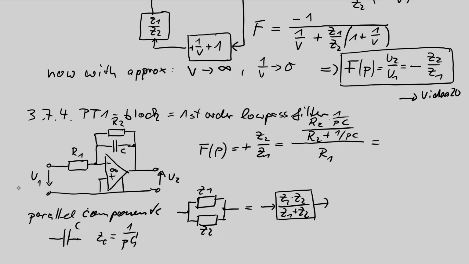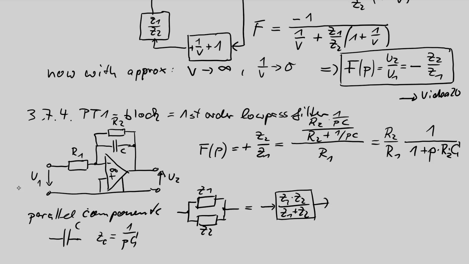With simplification we get R2 divided by R1, which I want to write in the front. Then I multiply the numerator with pC. Then the final numerator is just 1. And in the denominator I multiply with pC, so this becomes a 1, and this becomes R2 times pC, or written in this order, p times R times C. And this is the R2 value.